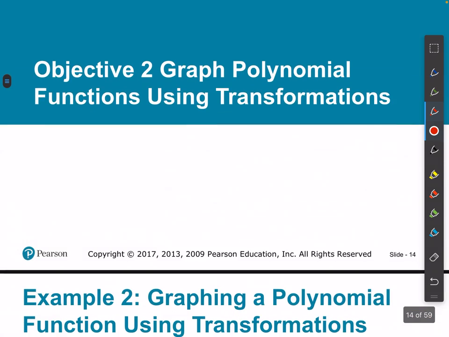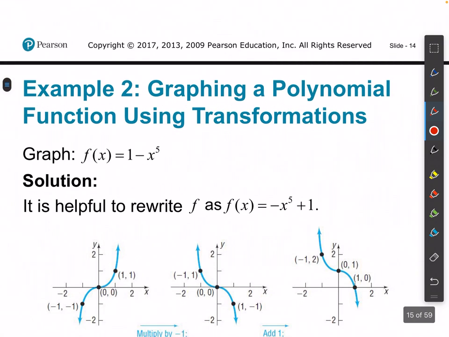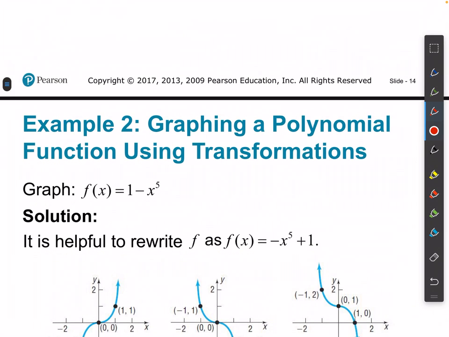So objective 2 says to graph polynomial functions using transformations. We're going to graph this function using a transformation. If you have this as the graph, it's important to put it in standard form first.